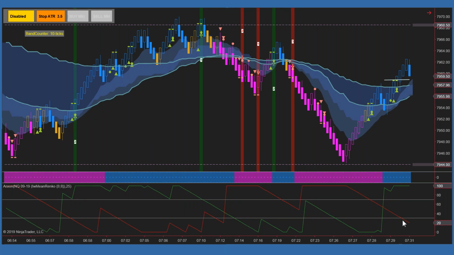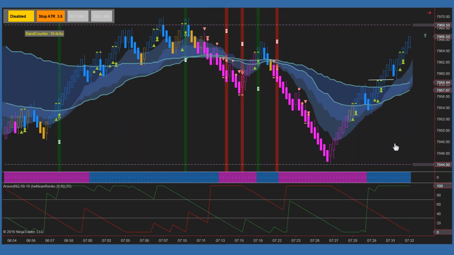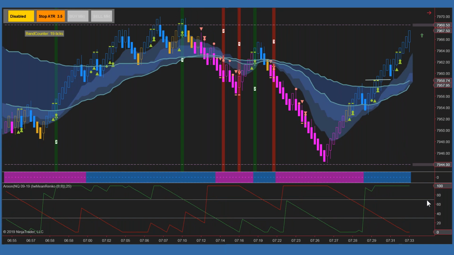Okay, now the red line is below the 30. And actually, look at that. That's working out pretty good as well. So a very interesting little indicator, this Arun indicator, once you have a grasp on how to trade it.